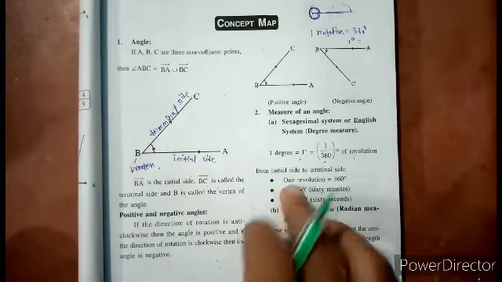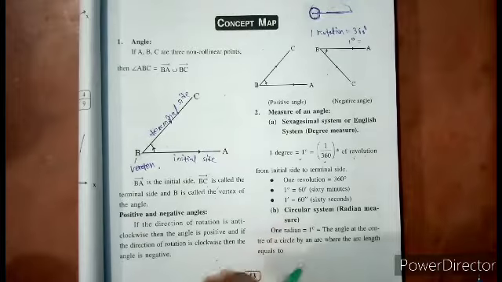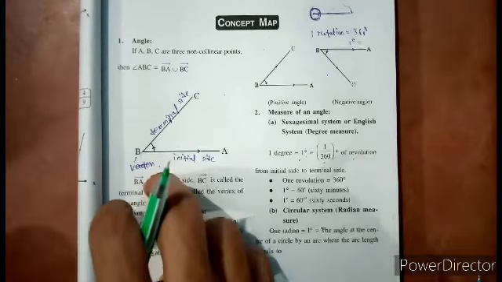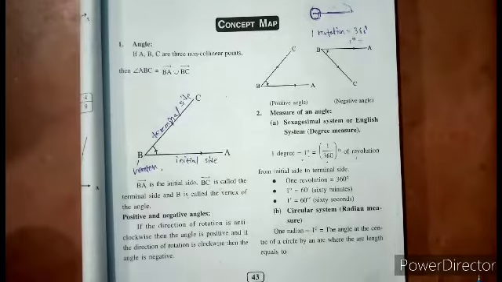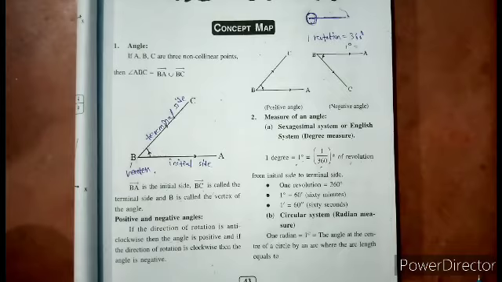Then come to the circular system, that is the radian measure. We know that if we convert degrees to radians, we simply multiply by pi upon 180. Then we will know what a radian is. Now, the angle at the center of a circle by an arc.